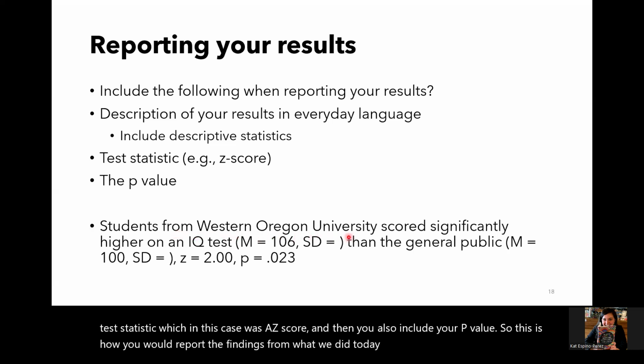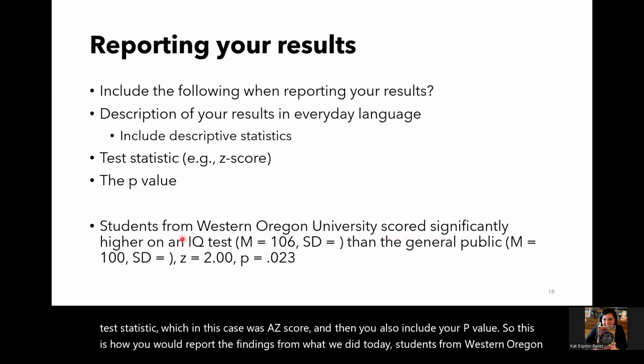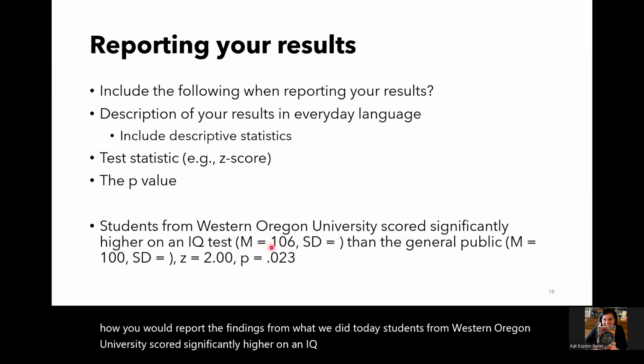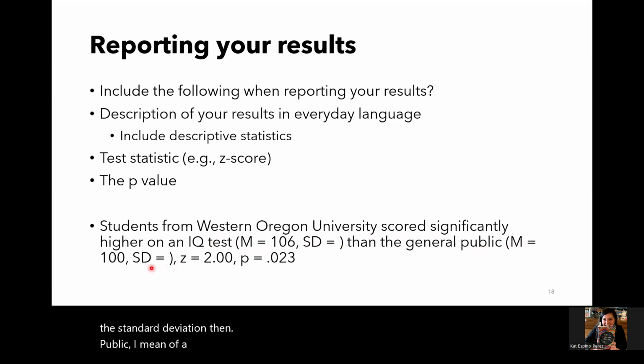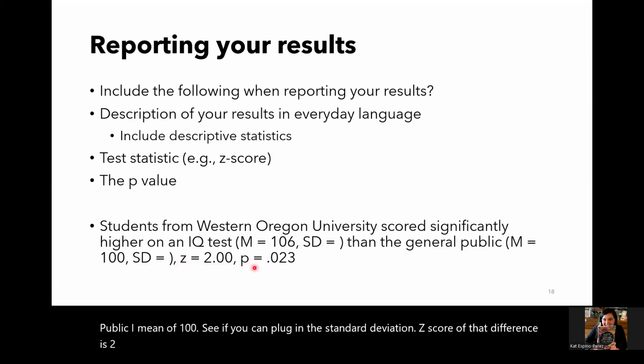Students from Western Oregon University scored significantly higher on an IQ test, a mean of 106, see if you can plug in the standard deviation, than the general public, a mean of 100, see if you can plug in the standard deviation. Z-score of that difference is 2.0. The p-value was 0.0228, which I rounded to 0.023.